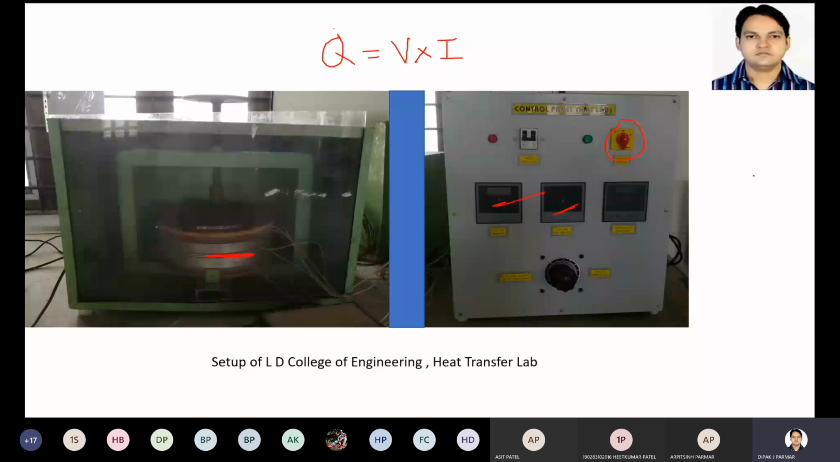As you can see, this is a heater. This is the first wall. According to the conductivity of this material, there will be a change in temperature between the left side and the right side of your wall.